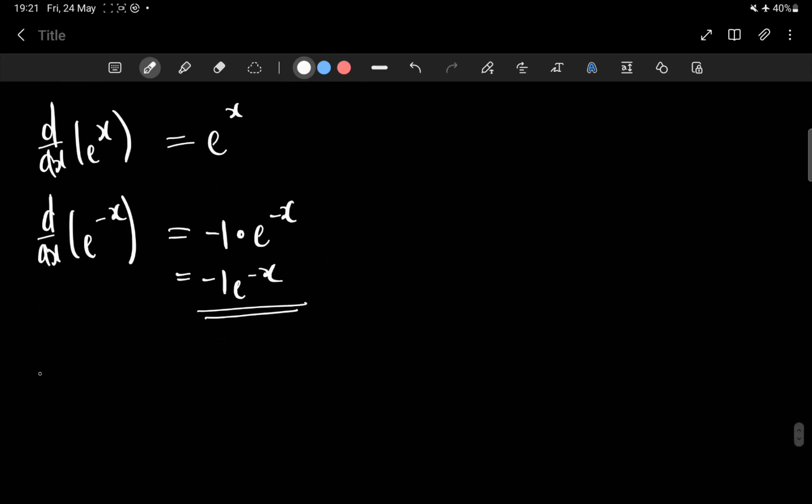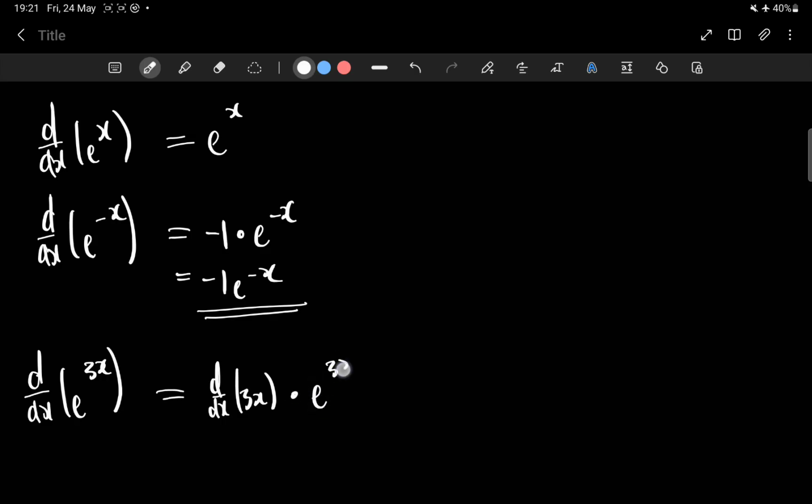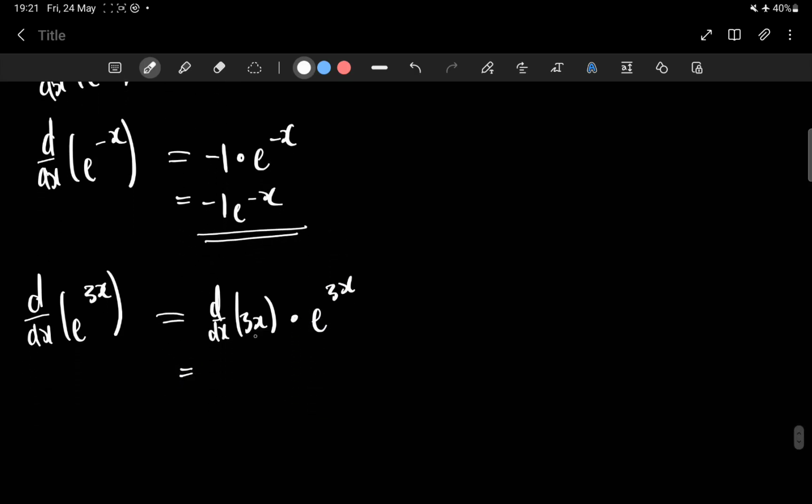Then let's see, d dx of e to the 3x. What is this going to be? Derivative of e to the 3x: you differentiate 3x, the top. What is the derivative of 3x? It's 3. Then you multiply by the original function, e to the 3x. If you want to write it in 2 steps, it's up to you. You can say d dx of 3x times e to the 3x. You differentiate the top, the derivative of 3x is just 3, then e to the 3x.